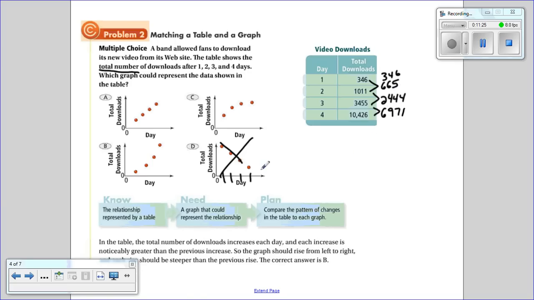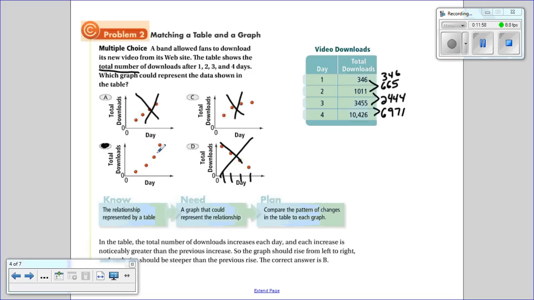So it's getting more popular. Okay, so it's not constant. This is out because this is a constant change. So did it start high and then taper off, or did it start low and then go really big? This one is the one, B, the one that shows it, and not C. Starts, here's 346, then a few more, 665, then it starts to get bigger quicker, and then even bigger yet, and that's why B is the correct one.